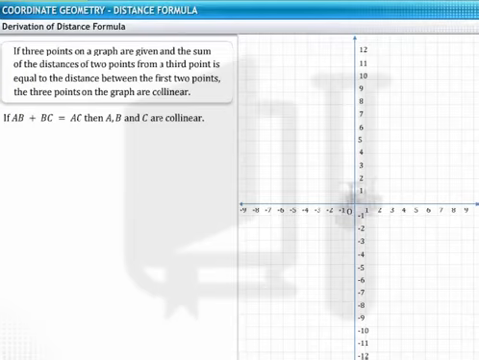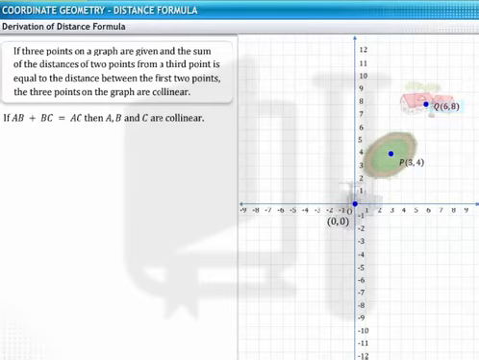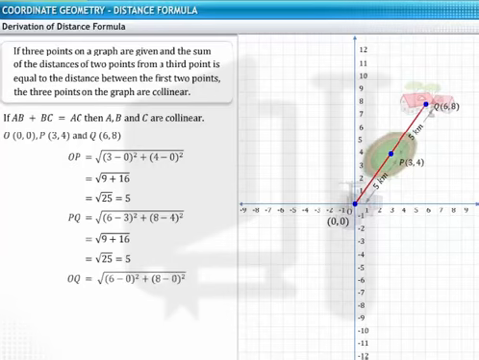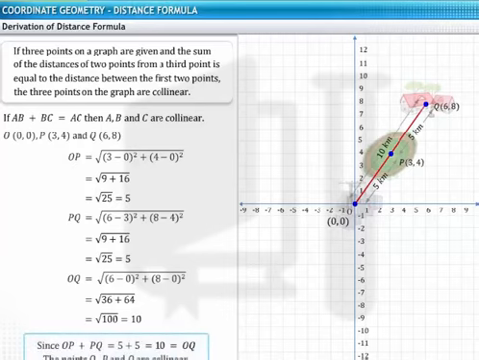Consider the distances between the power station at origin O 0, 0, the stadium P 3, 4 and the school Q 6, 8. Apply the distance formula for the points given. You can calculate OP, PQ and OQ. Thus, OP is equal to 5 kilometers, PQ is equal to 5 kilometers, and OQ is equal to 10 kilometers. As you can see, the sum of OP and PQ is equal to OQ, and the power station, the stadium and the school all lie on the same line. That is, they are collinear.